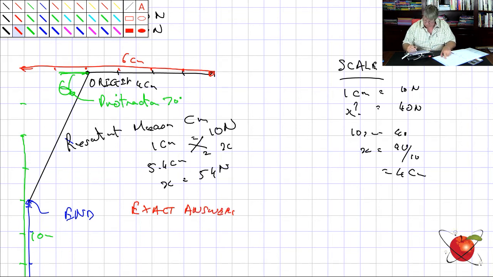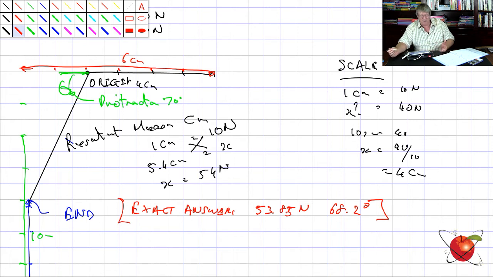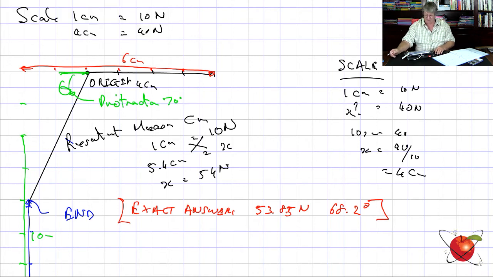are 53.85 newtons at 68.2 degrees. All right. So you can see that our measurements, because of the thickness of lines, are not going to get the angle 100% right. This is not an exact business, but we're doing the best we can with what we've got.